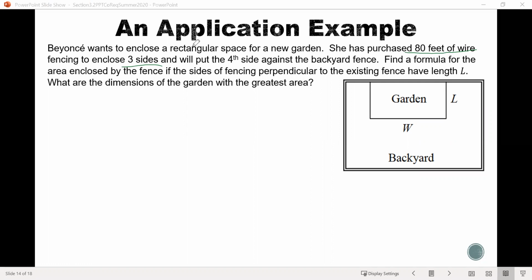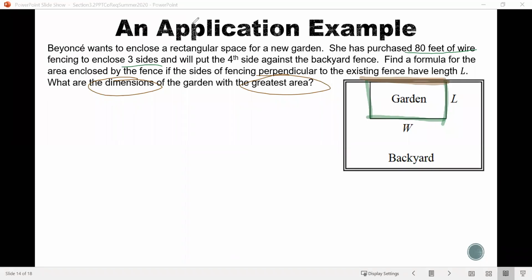You can kind of see that in the picture here, right? So here's where she'll need fencing. But the back part there, that's going to be up against the fence that already exists. We're asked to find a formula for the area enclosed by the fence if the sides of fencing perpendicular to the existing fence have length L. And then once we have that, we need to find the dimensions of the garden with the greatest area. Okay, so we're kind of trying to maximize area here.